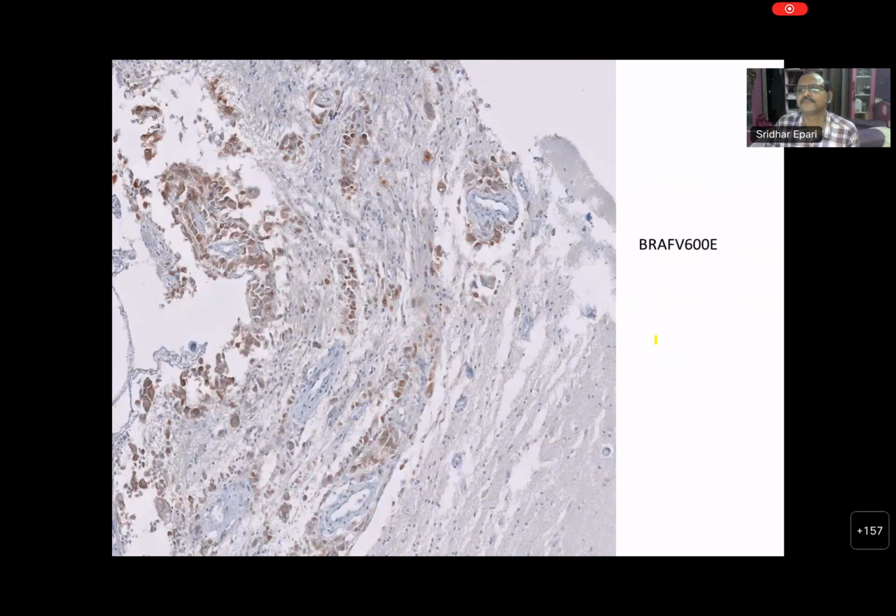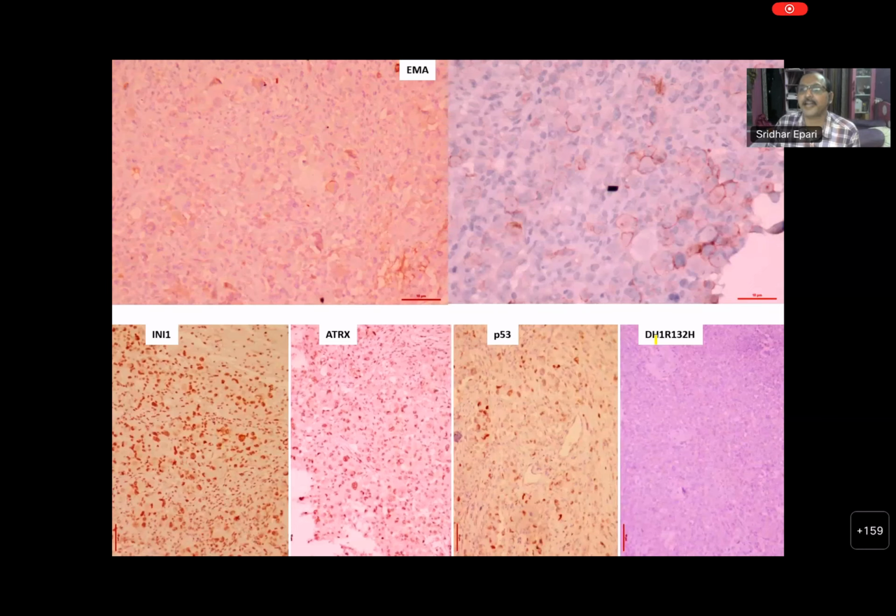BRAF. But at this point, because it is intraparenchymal, right within the brain parenchyma, you are thinking of a high-grade glial tumor of epithelioid morphology. So what are the differentials? Glioblastoma. Epithelioid glioblastoma, or sometimes a high-grade pleomorphic xanthoastrocytoma, which can have epithelioid morphology. But usually a high-grade pleomorphic xanthoastrocytoma can have low-grade areas, and uniformly it will not have the same morphology everywhere. They will have some heterogeneity.